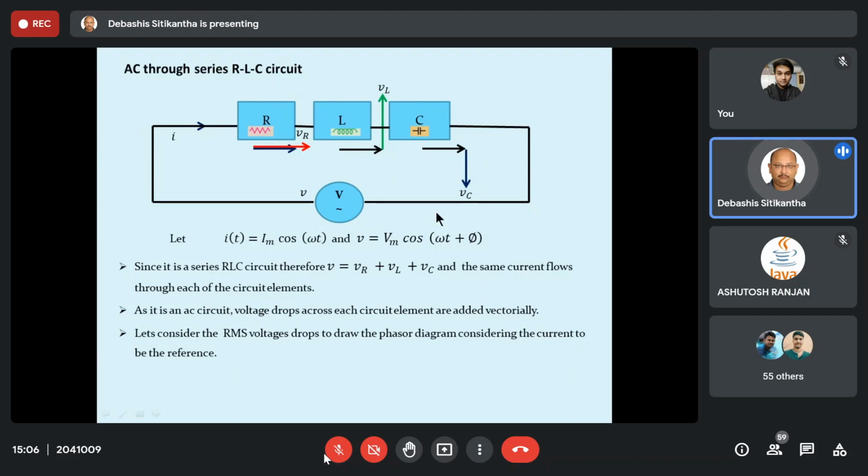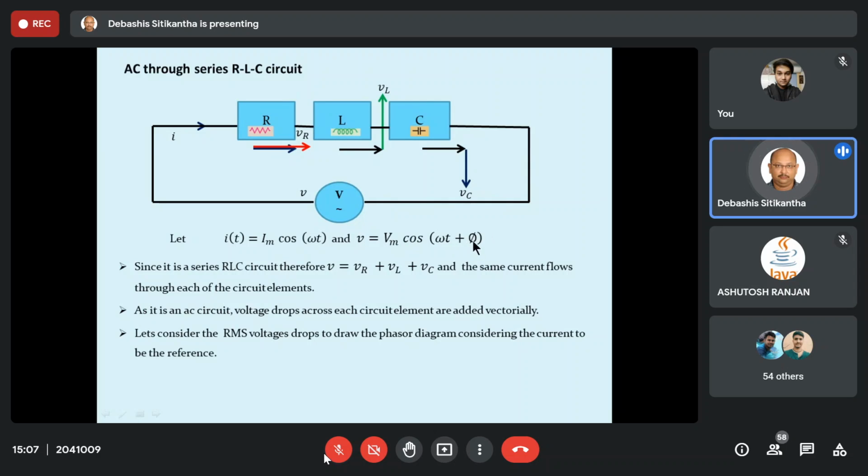So finally, let me tell you about the circuit. We have a voltage source giving out a voltage V. A current I is flowing through this entire circuit. The voltage drops are VR, VL and VC. So the total current passing through this series circuit is given by i equal to Im cos omega t. Now what about V? V is equal to Vm cos(omega t plus phi).